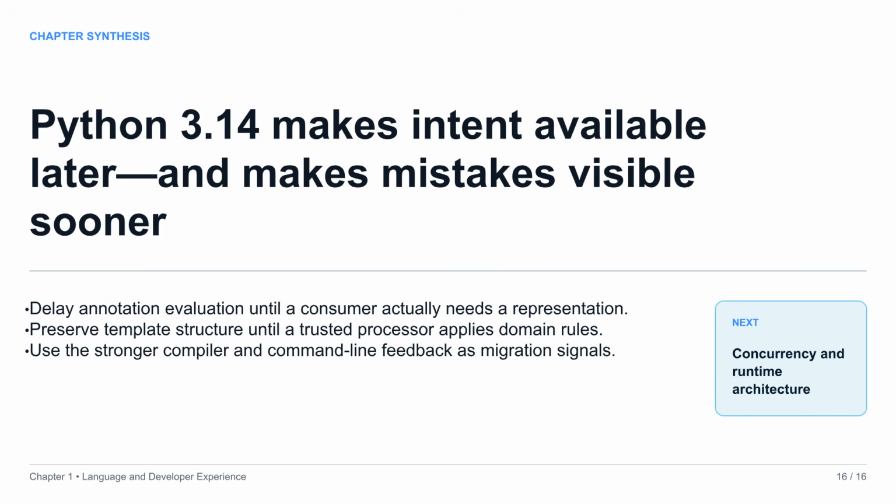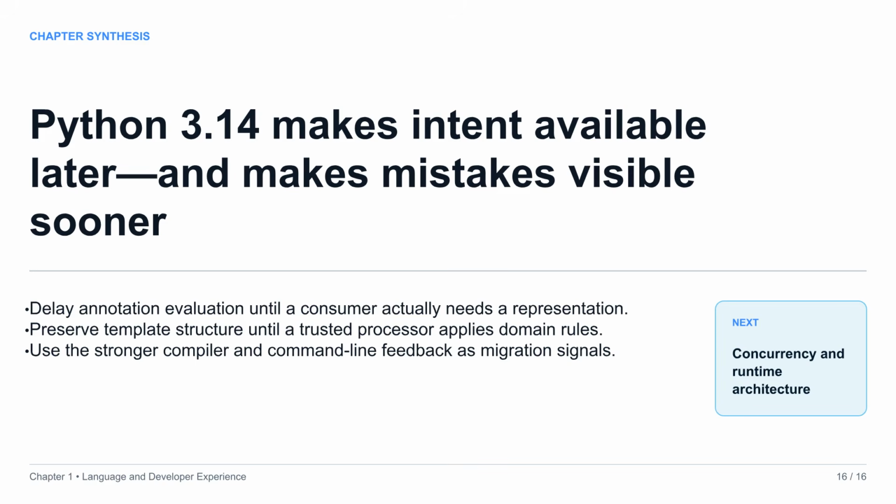The language story in Python 3.14 is coherent. Deferred annotations postpone work and preserve the possibility of different representations. Template strings postpone rendering and preserve the boundary between static text and interpolated values. Diagnostics move in the opposite direction by surfacing likely intent and risky control flow earlier. The practical response is to preserve structure where it creates leverage, evaluate only with an explicit policy, and promote warnings into the development workflow.